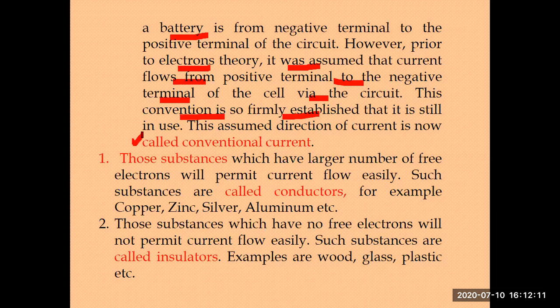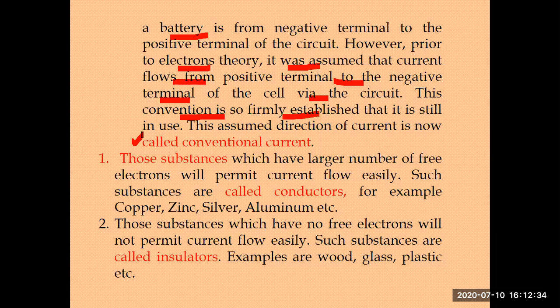Basically, it is an assumed direction of the current. The same number of electrons move from negative to positive, and the same number of positive holes are created on the other side. That is why it is assumed that the current flows from positive to negative, and we consider this whenever we discuss circuit problems.